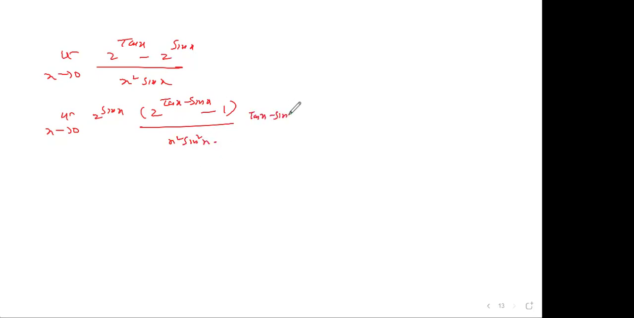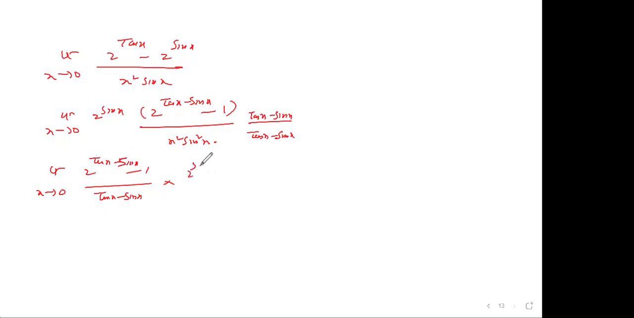Tan x minus sin x, I'm multiplying and dividing with tan x minus sin x. Nothing will happen. So finally I'll rearrange this. That is (2 to the power of tan x minus sin x minus 1) divided by (tan x minus sin x). Yeah, this.